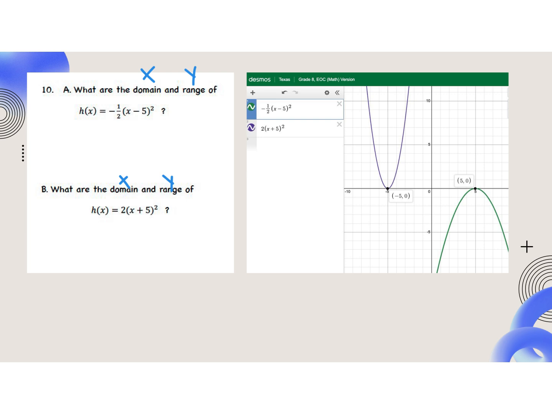So A is going to be green. So over here, you can see this is just going to keep going. So since it's just going to keep going, that means our domain is all real numbers. So you'll either see the symbol or they'll write it out, all real numbers.